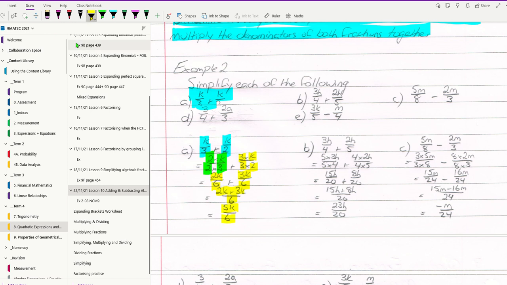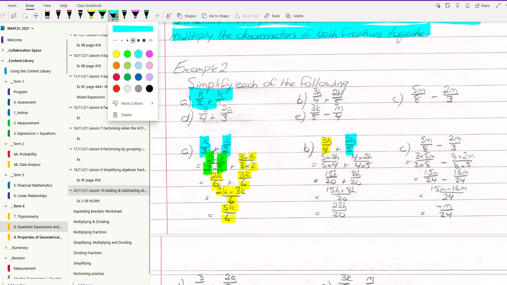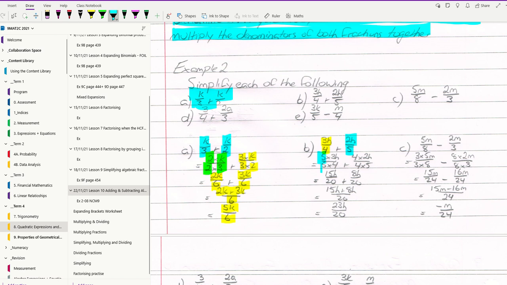Our next one, we've got 3h on 4, and that is being added to 2h on 5. For the first one, multiply by the second denominator, 5 over 5 times 3h on 4. And the next one, multiply by the first denominator, top and bottom, 4 over 4 times 2h on 5. We end up with, for the first one, 5 times 3 is 15h over 5 times 4 is 20. The second one, 4 times 2 is 8h on 4 times 5, 20. So we end up with 15h plus 8h on 20, or 23h on 20.